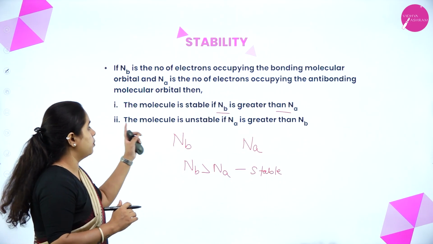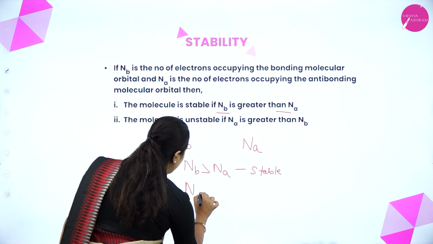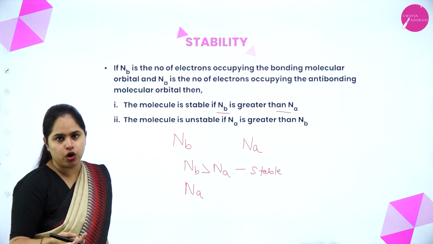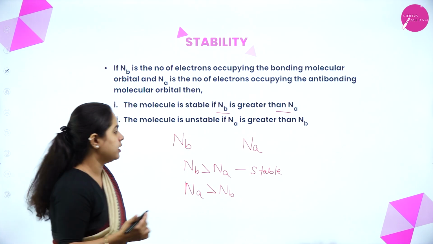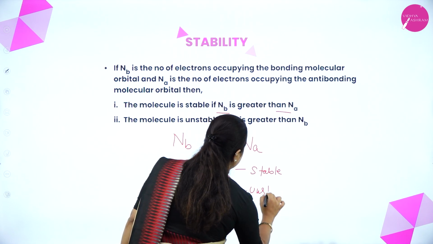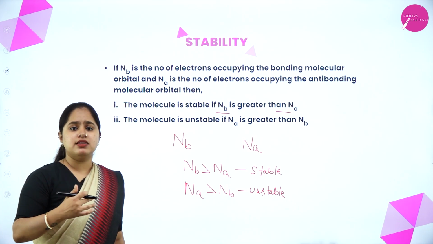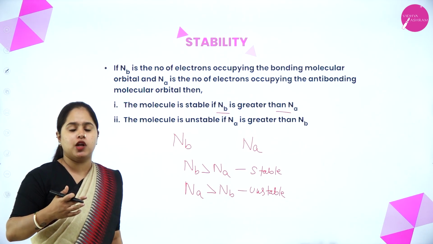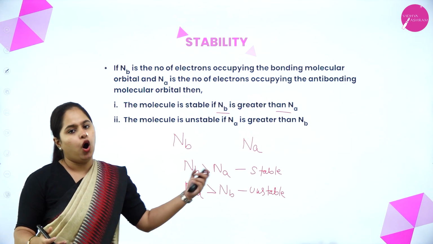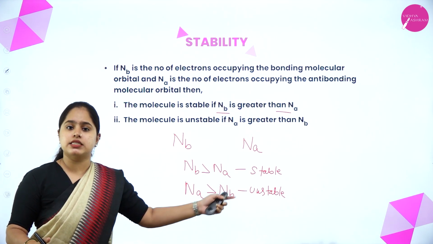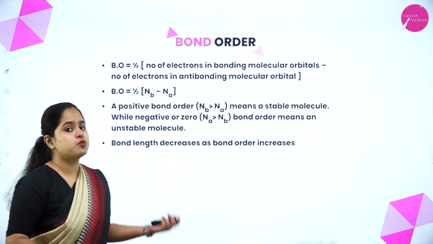And in the opposite way, if the molecule is unstable, then Na is greater than NB, that is, the number of electrons present in the anti-bonding molecular orbital is greater than the number of electrons present in the bonding molecular orbital. Then we can predict that the molecule is unstable. So I hope it is clear that by understanding the number of electrons present in bonding and anti-bonding molecular orbitals, we will be able to predict whether the molecule is stable or unstable. So if NB is greater than Na, it is stable, and if Na is greater than NB, the molecule will be unstable. Now moving on to the next one, that is bond order.